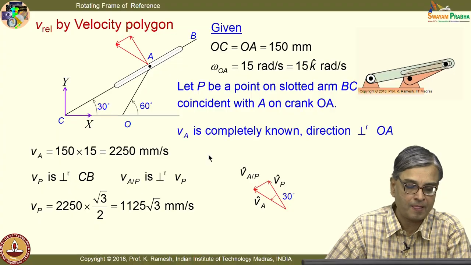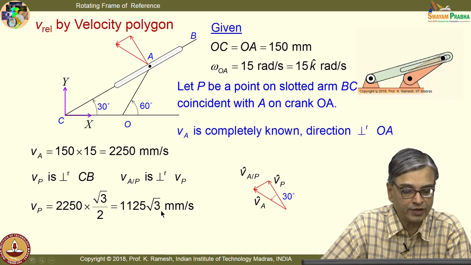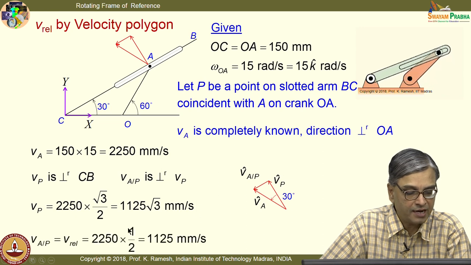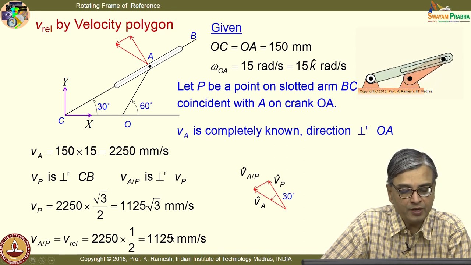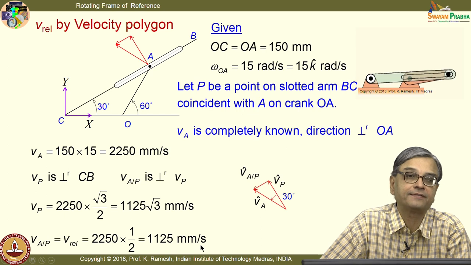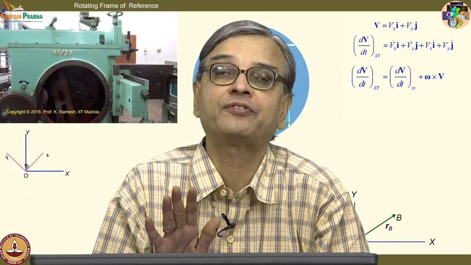Fine. And VP is given as 1125 root 3 millimeters per second, and the velocity of A with respect to P simply turns out to be 1125 millimeters per second. This is straightforward. I am also going to solve this from a rotating frame of reference.